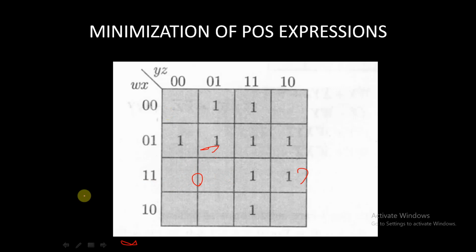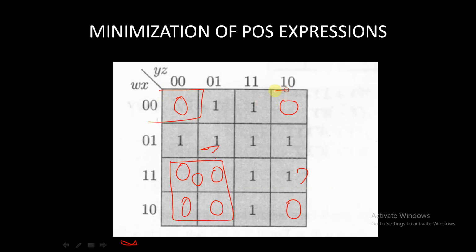Since we have minterms given, we will write down the max terms in the remaining positions, that is, we will get zeros here: 0 0 and 0 0 0 0 0. Like this we can form them, and now we can group them. This is one group, followed by these four corners as another group. These are the possible groups which I can form.